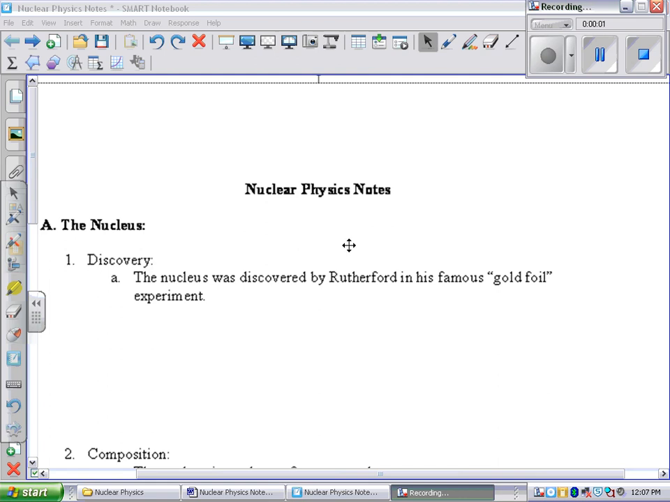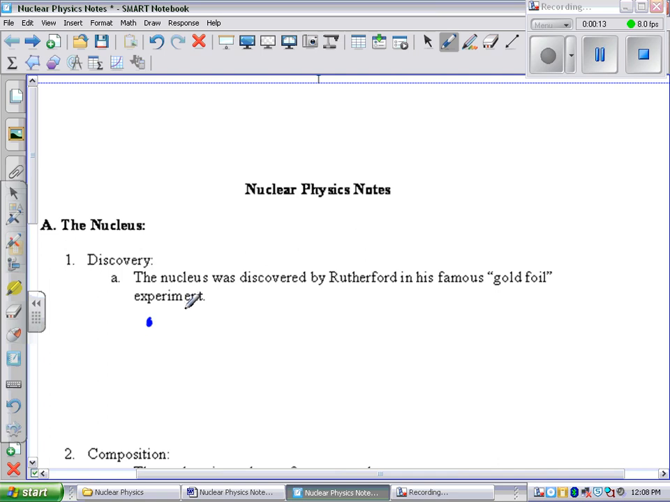Okay, we're going to start our nuclear physics unit. The nucleus was discovered by Ernest Rutherford in the famous gold foil experiment, which you should remember from chemistry. His experiment consisted of this. Rutherford shot alpha particles at gold foil.